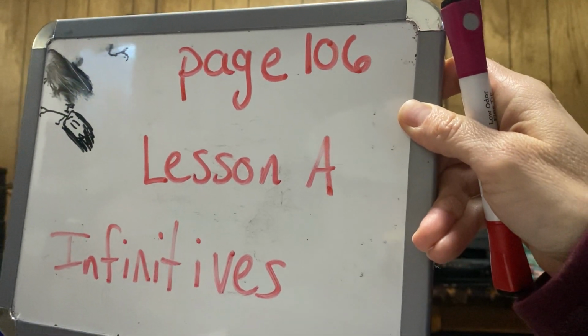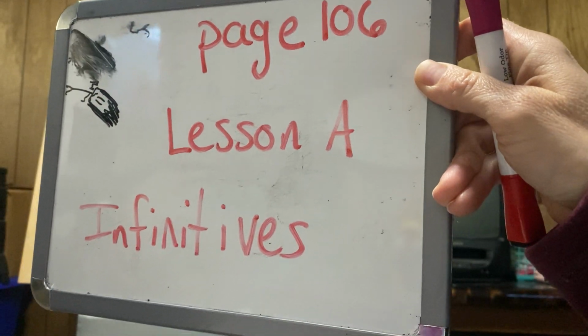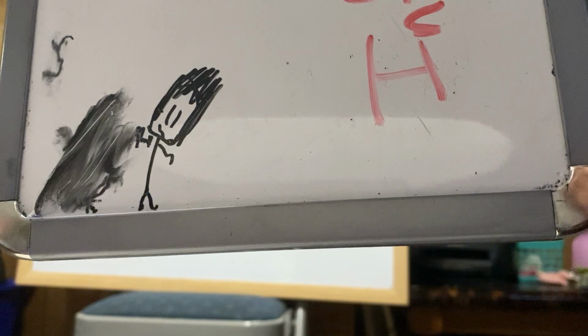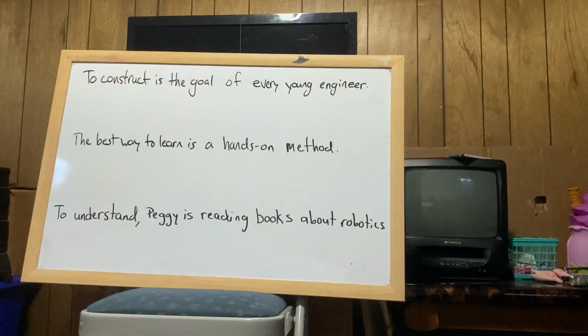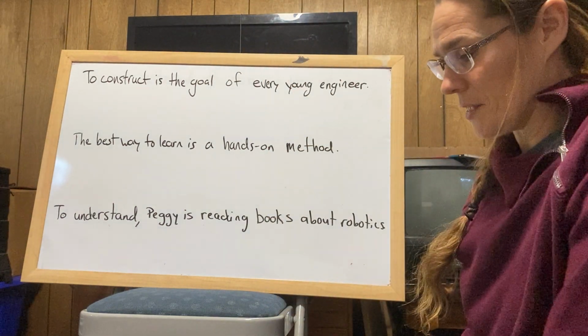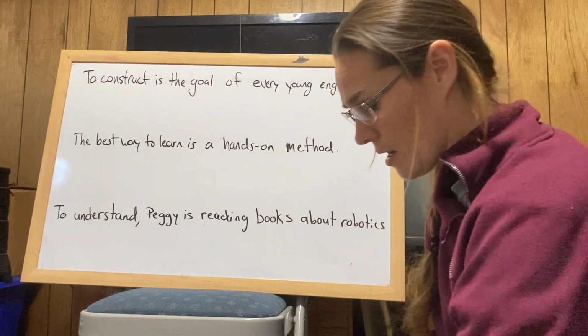Okay, today we're on page 106, Lesson A, Infinitives. And we have some nice artwork here. It must be done in Sharpie. So, again, page 106. All right, so once you are there, our first sentence is, to construct is the goal of every young engineer.